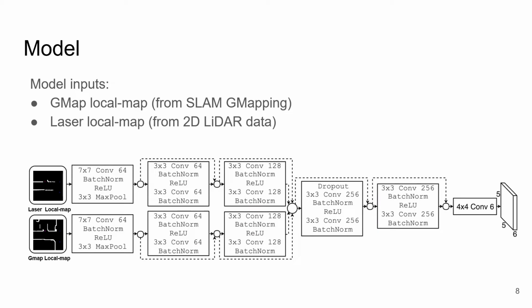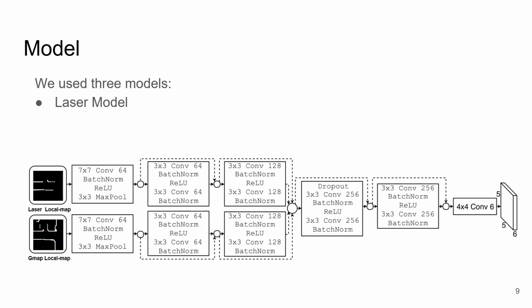The input of our networks are local maps generated from SLAM and local maps created from 2D LiDAR data. We use 3 models: the laser model, which uses only the laser local map; the map model, which uses only the Gmap local map; and the combined model, which uses both. Our architecture is inspired by ResNet34 and YOLO9000. The output of our network is a 5 by 5 grid feature map. Each grid cell detects the object with its center on that grid cell, and it contains a confidence score, XY coordinates, and conditional class probability for each target class.